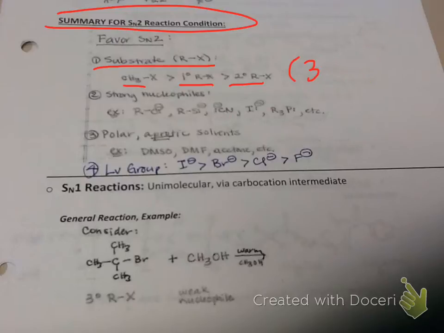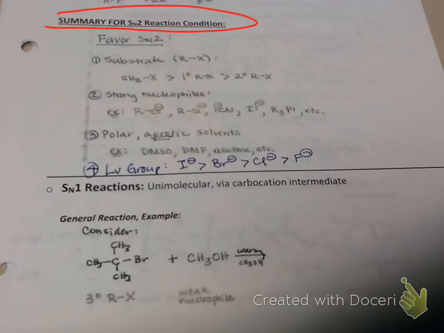And then the other thing we talked about is the solvent for the reaction. We said we want a polar aprotic solvent like DMSO, DMF, or acetone. Something that stabilizes the charged transition state, but it's not protic or has any acidic hydrogens, any hydrogens attached to electronegative atoms. That will favor another reaction.